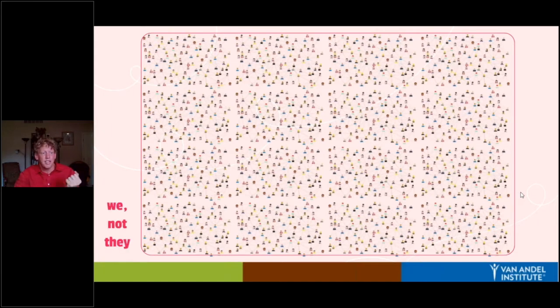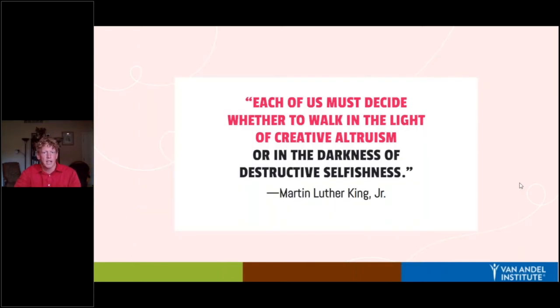The more that we can think that all of us are part of that same we, instead of a they, the stronger we can be. It's about moving toward altruism.